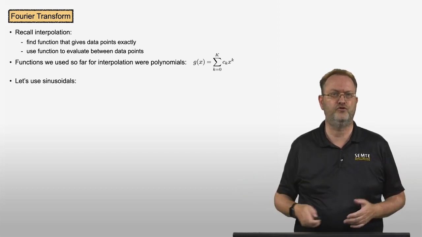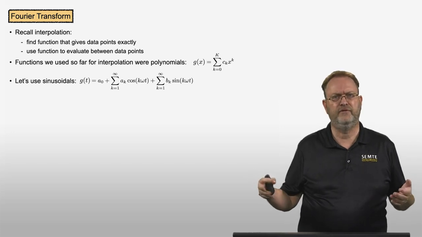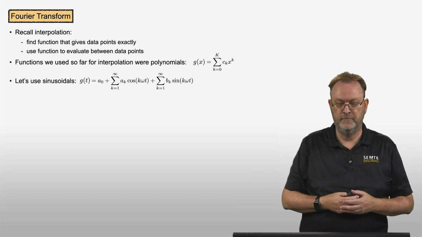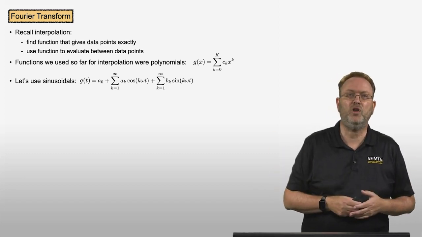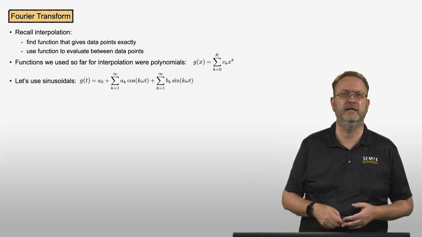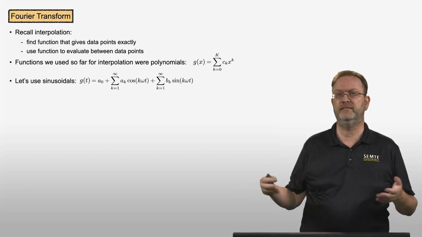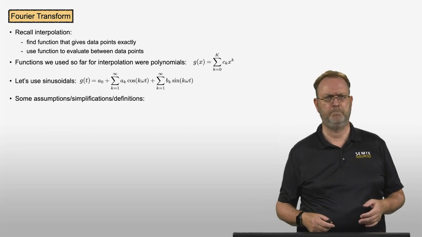Let's use sinusoidals. So that would mean that my interpolation function, if I write this as a function of t, would be some constant a naught plus the sum from 1 to infinity of an amplitude a sub k times the cosine of k omega t plus the sum from k equal 1 to infinity of an amplitude b sub k that multiplies the sine of k omega t.